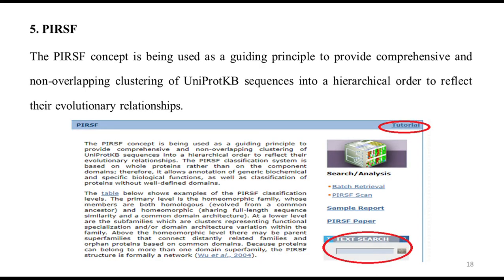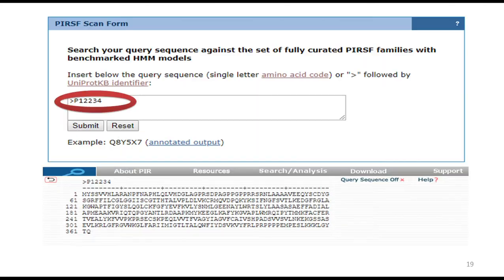PIR-SF. The PIR-SF concept is being used as a guiding principle to provide comprehensive and non-overlapping clustering of UniProtKB sequences into a hierarchical order to reflect their evolutionary relationships. In PIR-SF, you can also download the PowerPoint presentation, which will guide you on how to use the PIR-SF resource. There is an option of PIR-SF scan. If you click on it, then a search bar will appear where you have to enter a UniProtKB identifier and then submit it. When you submit it, the result will appear in the form of a query sequence, which is against the set of fully curated PIR-SF families.